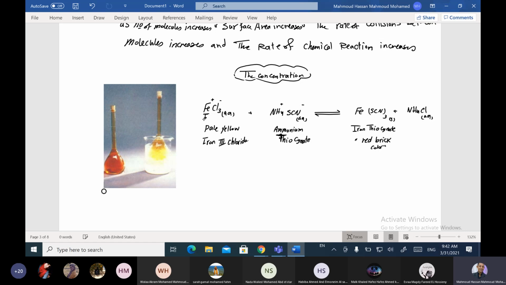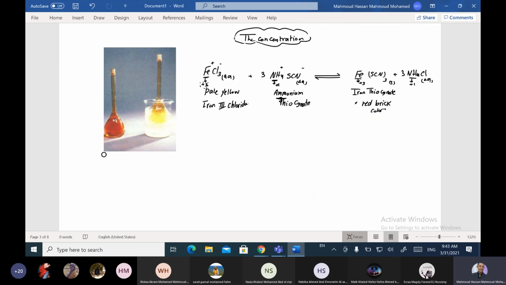The iron is trivalent, ammonium is monovalent. The highest coefficient we reached is 3, so we must multiply the whole equation by 3. This is 3 neglected, this is 1, multiply by 3.